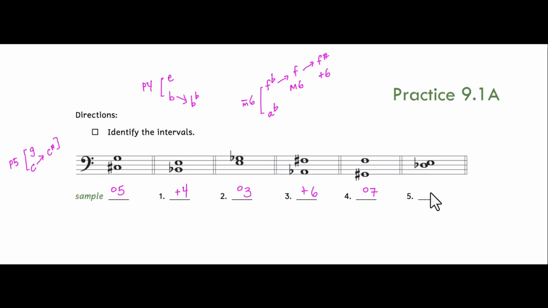Number 5. This is a second. All right, so we know D to E is a whole step. So that's a major second. We have D flat to E. So lowering D to D flat makes the interval bigger. The interval bigger than a major second is an augmented second.